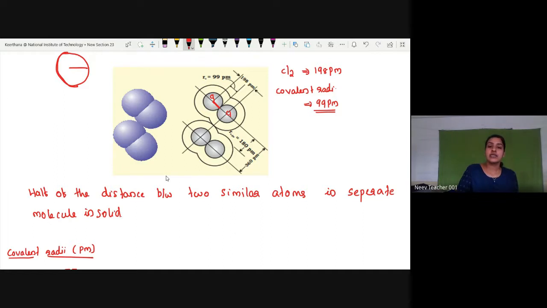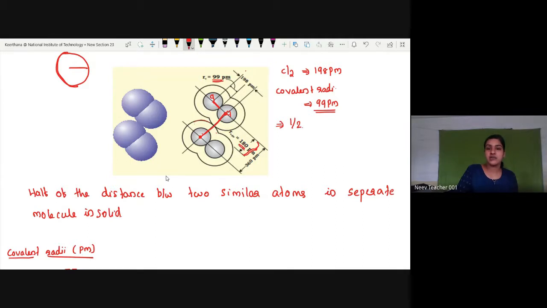So if you want to find the van der Waals radius, we will find the distance between the two centers of similar atoms in separate molecules in a solid. We will find this distance, which includes this valence shell also, and we will take the half. So here, this 180 picometer is the van der Waals radius of the chlorine atom, and the covalent radius is 99 picometer. So see the difference.